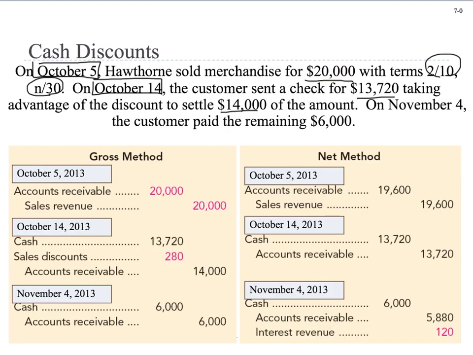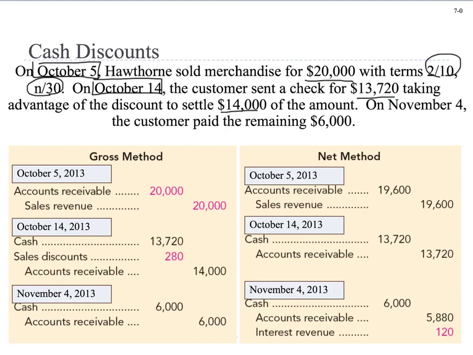Now comes along October 14th. Okay, we're down here. The customer sent Hawthorne this check for $13,720. So of course they're going to record the cash here for the $13,720. Now, they tell us that this is to settle the $14,000 amount of the bill. They're not paying the whole 20 yet. They're only paying the 14,000. So we're going to relieve the accounts receivable that we had originally booked up here for 20 in the amount of 14. Clearly, they still have another $6,000 to pay.